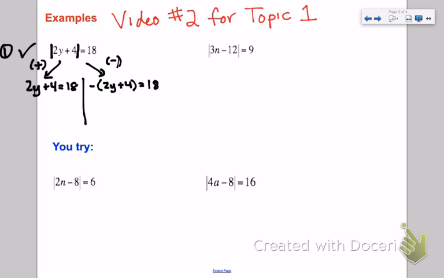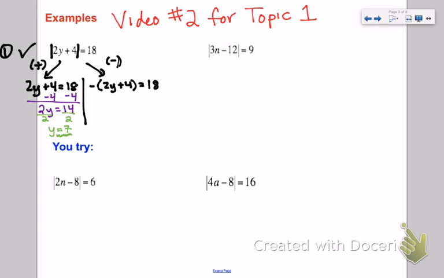From there, we solve both equations just like we have been. So, opposite operation to the non-variable term. We're left with 2y equals 14. And then we need to divide by the coefficient to get y by itself. So y equals 7 is one of our solutions.